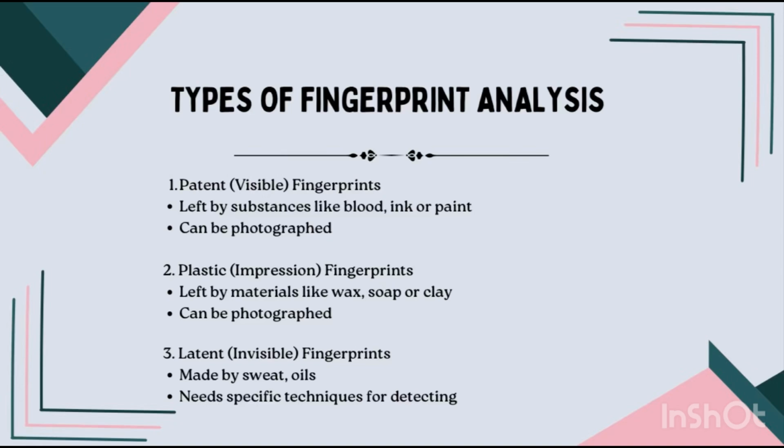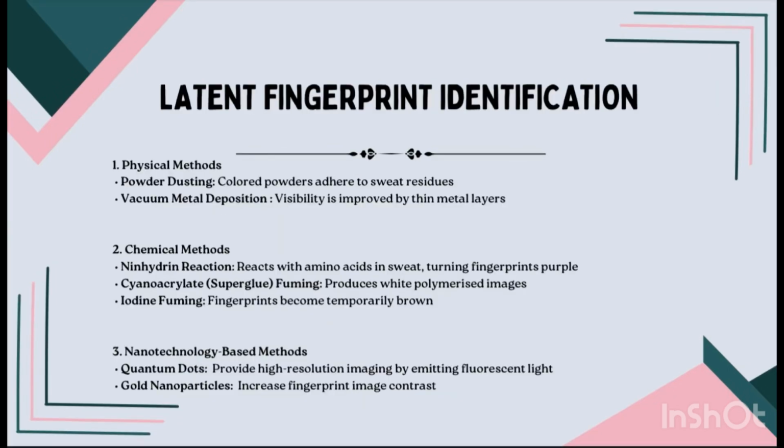And lastly, we have latent fingerprints, which means invisible prints made by sweat and oils, and need specific techniques to identify them. For latent fingerprint identification, there are three methods mentioned. First one is the physical method, which is powder dusting, where colored powders are used to adhere to sweat residues, and vacuum metal deposition, where visibility is improved by thin metal layers.